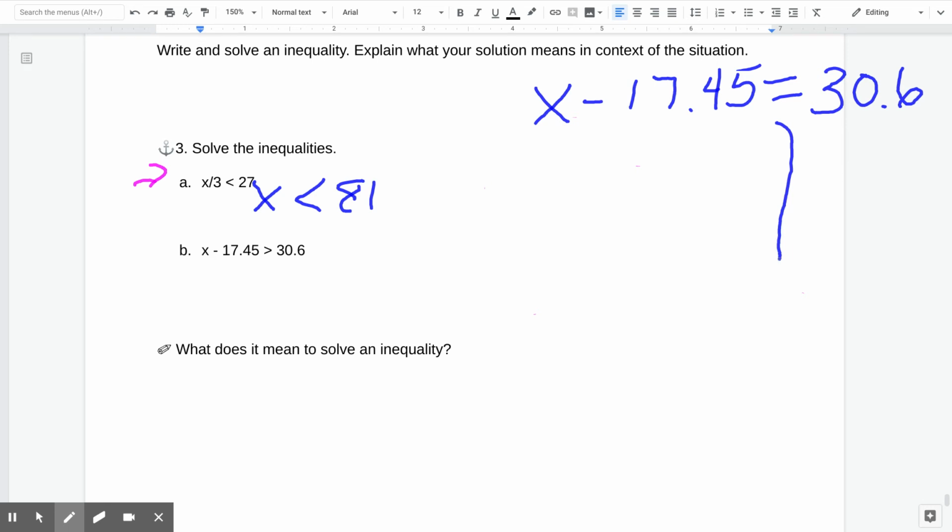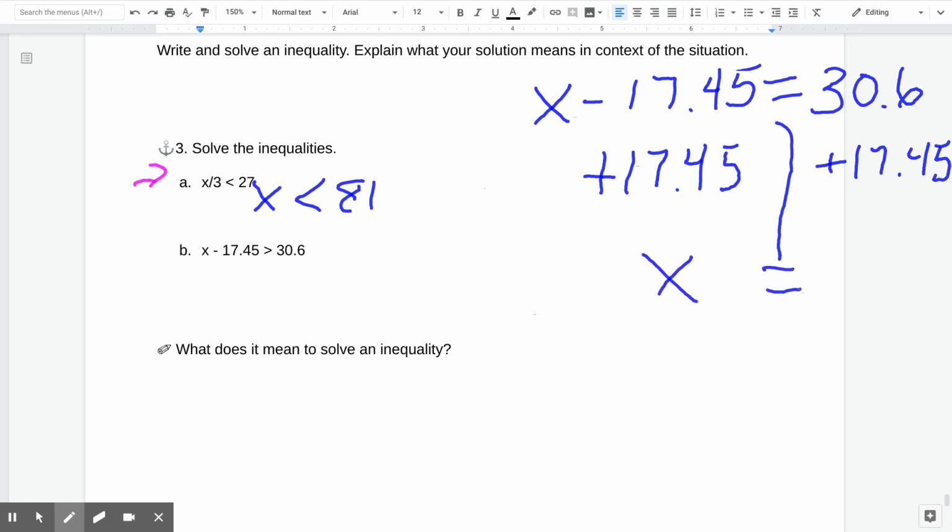So if I'm trying to solve this, I want to get x alone on this side. Now, in order to do that, I can add in 17 and 45 hundredths. And what I do to one side, I have to do to the other side to keep it balanced. So that means that on my left here, I have just x, and that is equal to 48 and 5 hundredths.